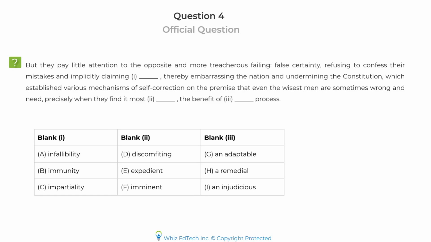Okay, so almost everybody agrees that it is ADH, all right? And let us see if it is for the right reasons. What is the meaning of expedient, guys? What is the meaning of expedient?